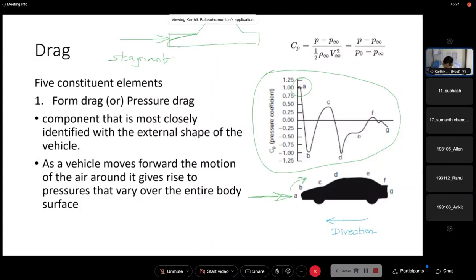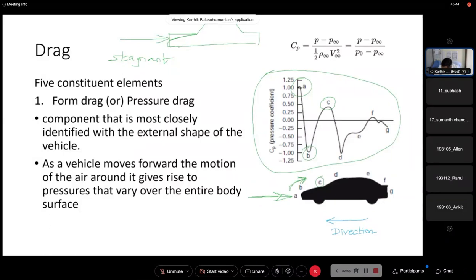Then the air gets diverted and flows over. So that's why the velocity increases and then the pressure decreases. That's point B. Right? And then when you go to point C, again there is a small stagnation of air due to which the pressure increases.